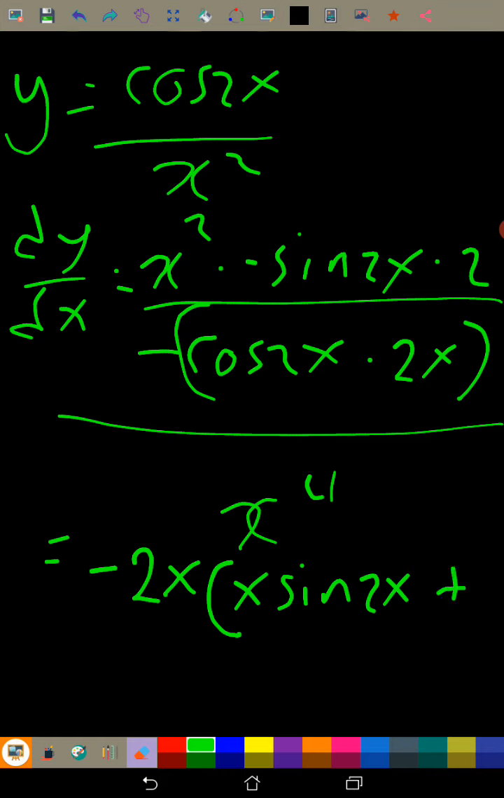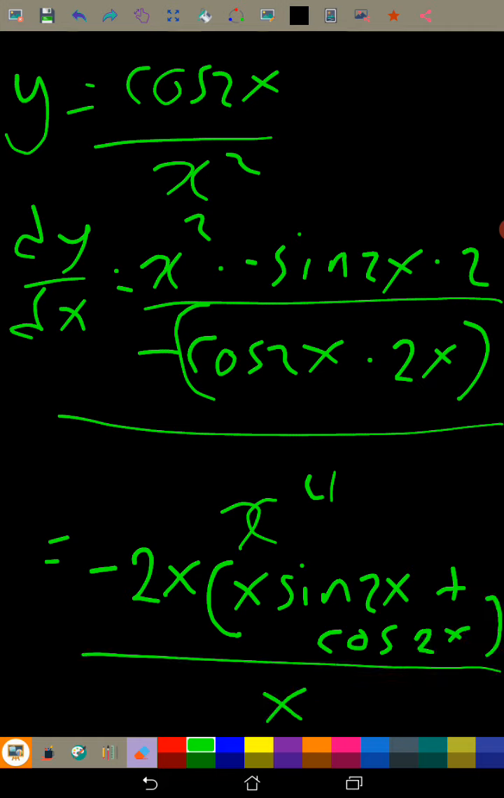plus cos 2x, right, and all this divided by x, and we can just put it free here and take this away, and let's check the answer in the book. So what do we have?